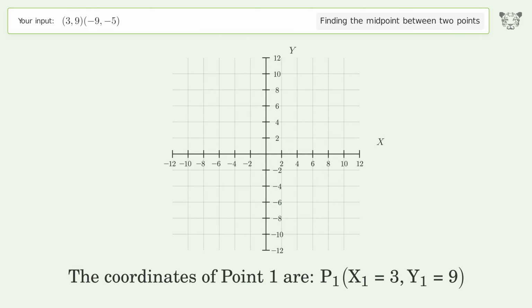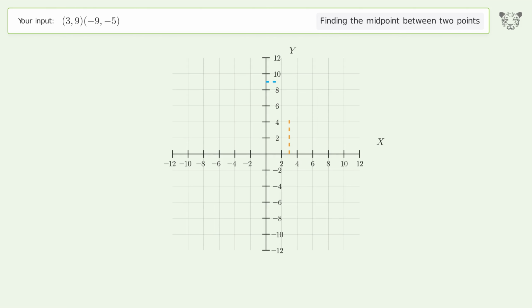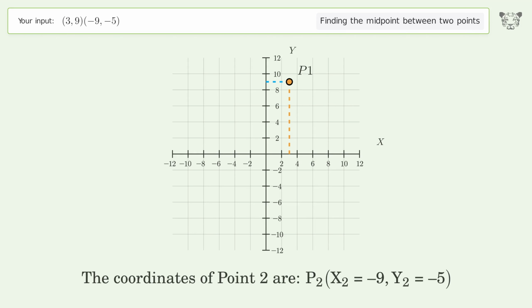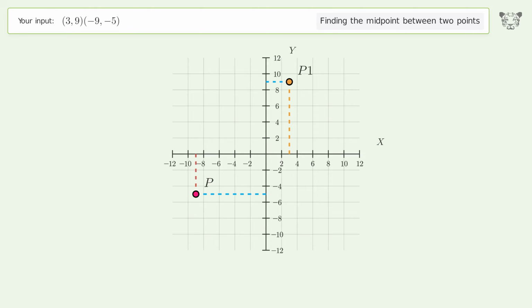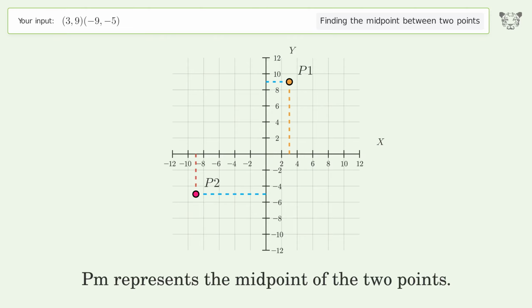The coordinates of point 1 are x1 equals 3, y1 equals 9. The coordinates of point 2 are x2 equals -9, y2 equals -5. PM represents the midpoint of the 2 points.